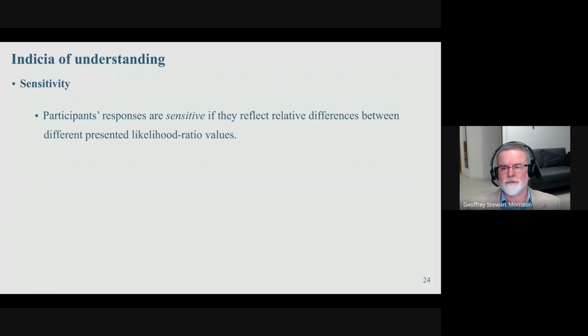So as I said, this is the core. If we think about the indicia of understanding that have been used in these studies, the first one we're going to discuss is sensitivity. Participants' responses are sensitive if they reflect relative differences between the presented likelihood ratios. So if you have two likelihood ratios presented, let's say imagine it's different groups. One group gets a larger likelihood ratio, you elicit the posterior odds. Another group gets a smaller likelihood ratio, and you elicit the posterior odds. Then if the posterior odds for the first group are larger than the posterior odds for the second group, that's counted as demonstrating sensitivity. So it's not measuring how big the difference is, it's just, is there a difference in the right direction? Does a larger likelihood ratio get interpreted as greater strength of evidence than a smaller likelihood ratio?